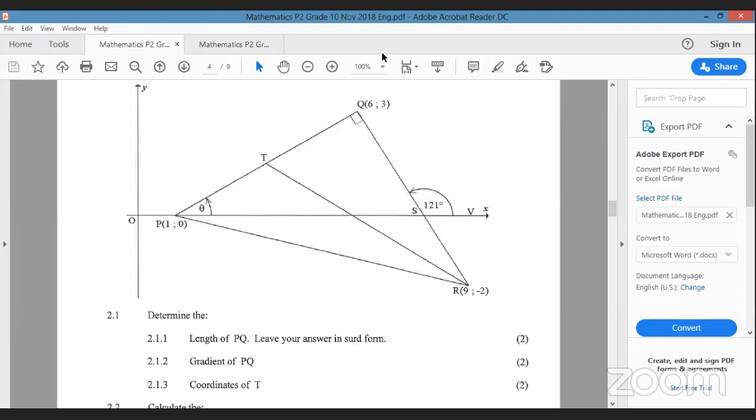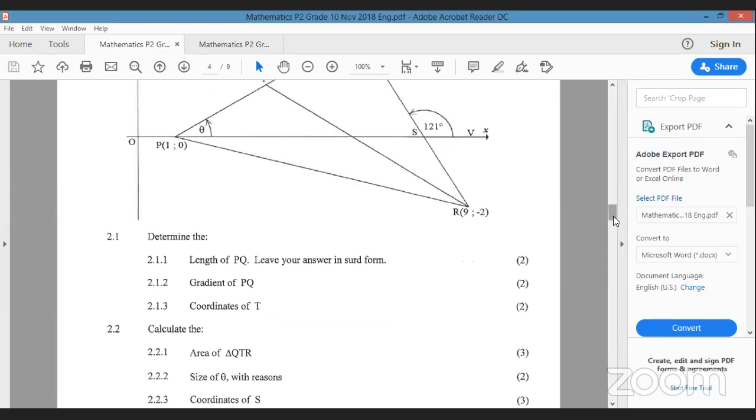Yes, you can simplify to a decimal number. You can simplify your gradient to a decimal number. Okay, cool. Right, that's perfect. Okay, now it says to you the coordinates of t.